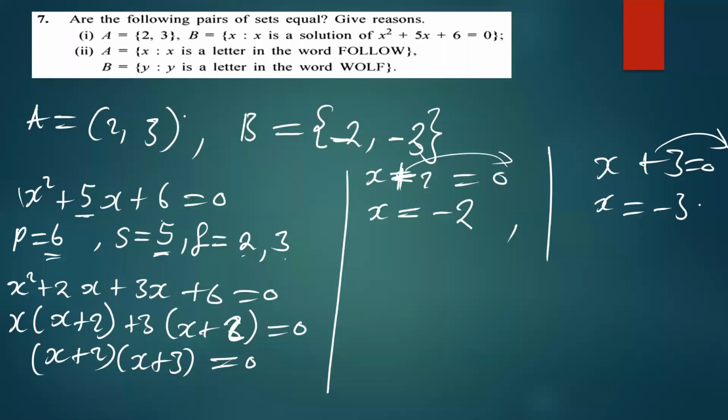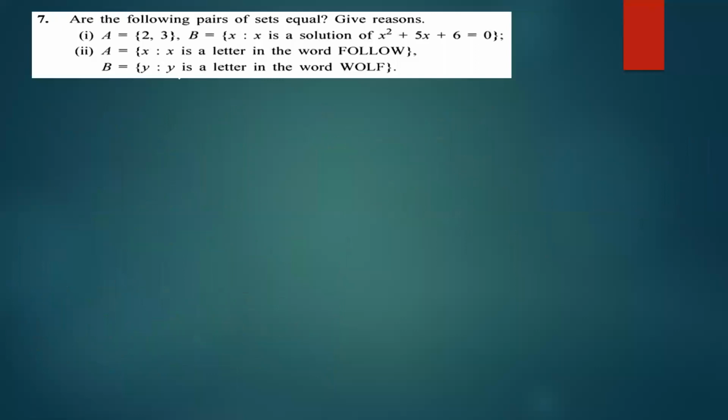So are these two sets equal? This one and this one. They are not equal. They are just equivalent. They are equivalent because they have the same number of elements, and they are not equal because the elements there are different, because we have 2 and we have 3 there. Here we have -2 and -3, which are two different.